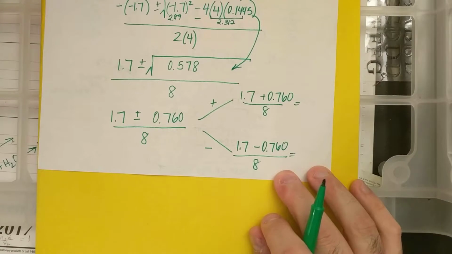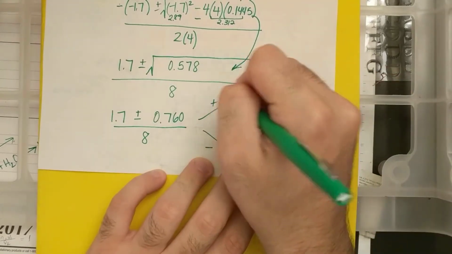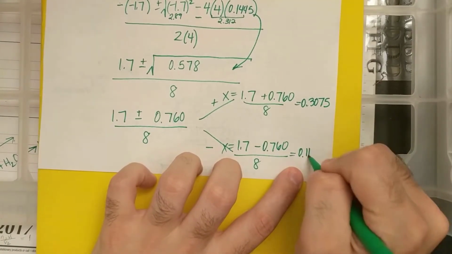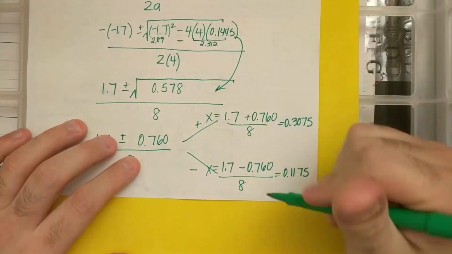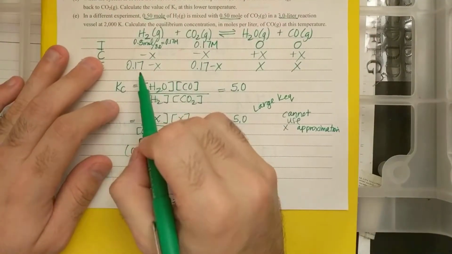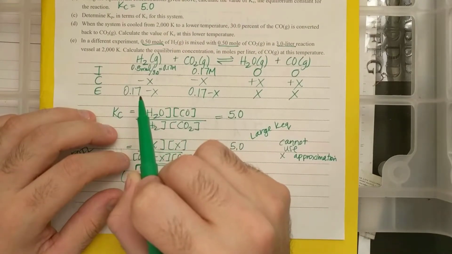If I get these two roots, I'll get 1.7 plus 0.760 divided by 8, and I get 0.3075, so x is one way. And then x could also equal 1.7 minus 0.760 divided by 8. X could equal 0.1175. Now here is the tough part. I have to figure out which of these x's I use in this equation. Now, if you remember, I only started with 0.17, so I have to subtract x from 0.17.